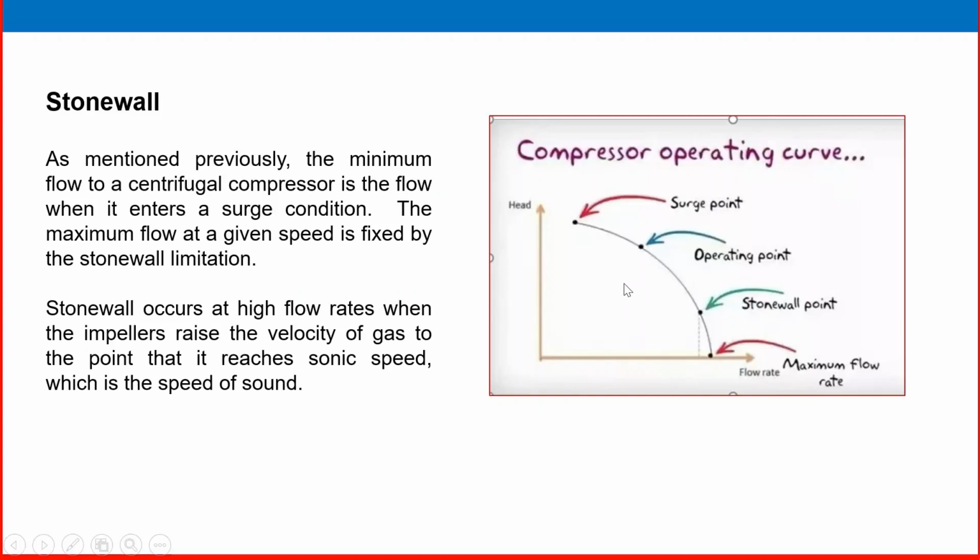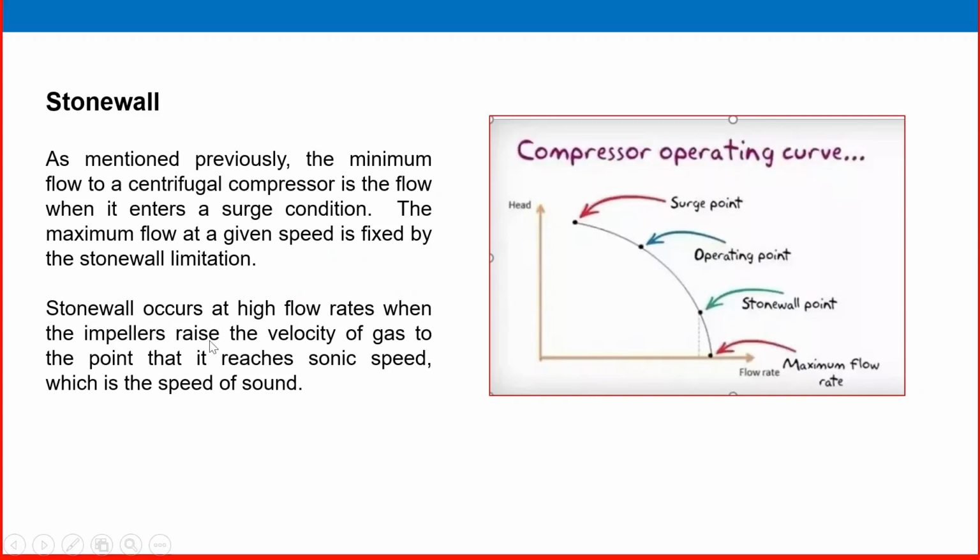Earlier we have discussed that when it is maximum head, minimum flow is the surge point, and minimum head with the maximum flow is the stone wall point. As mentioned previously, the minimum flow to a centrifugal compressor is the flow when it enters a surge condition. The maximum flow at a given speed is fixed by a stone wall limitation.